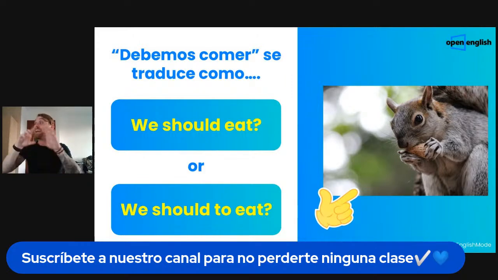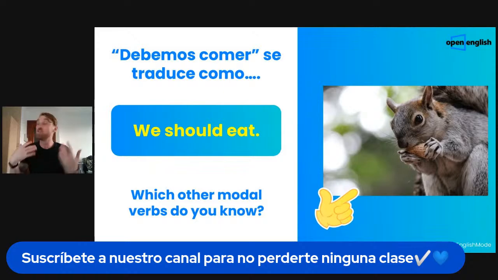Mira, esta regla existe para todos los verbos modales. Todos los verbos modales, existe esta regla, menos 2 que son ought to. Me he olvidado la segunda, perdón. Pues ought to is the most common, lo más común. Pero, por favor, quiero saber, vosotros me contáis cualquier verbo modal que conoces. So please tell me which modal verbs do you know.